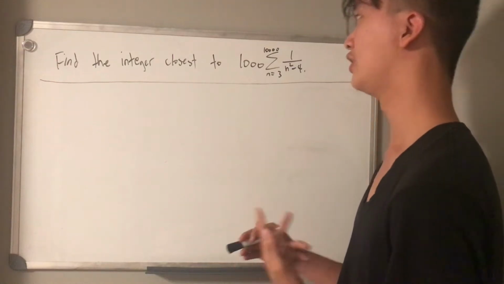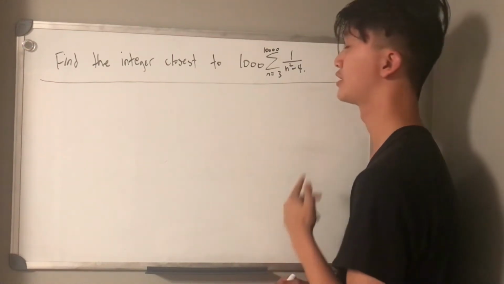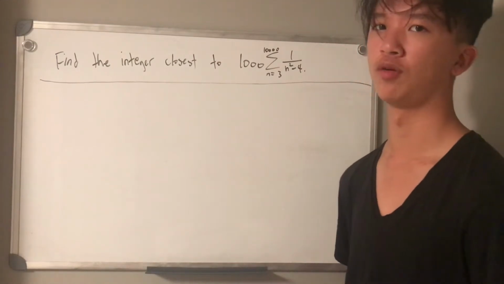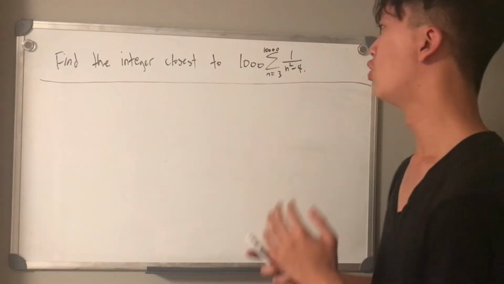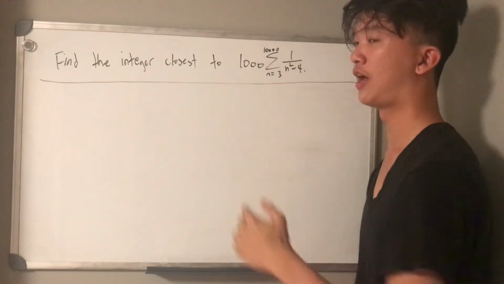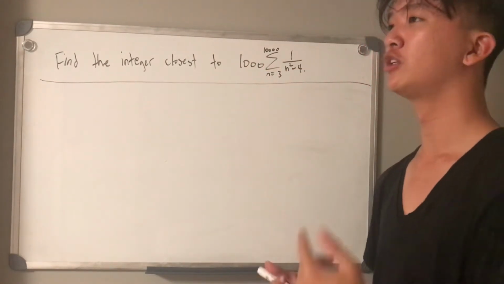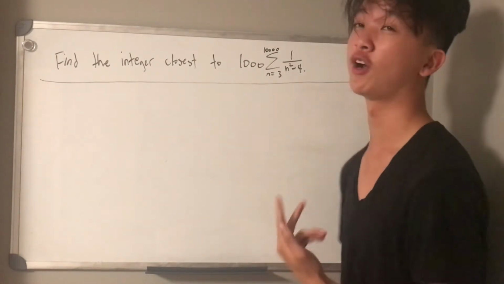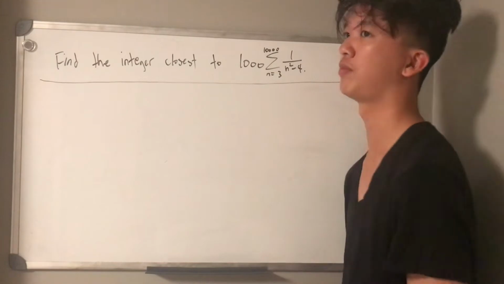Alright, so we are to find the integer closest to 1000 times the sum from n equals 3 to 10,000 of 1 over n squared minus 4. So to solve this problem, when you see a sum and a fraction that has a denominator that's factorable, you should be thinking of doing partial fraction decomposition. So we're going to apply partial fraction decomposition to 1 over n squared minus 4.